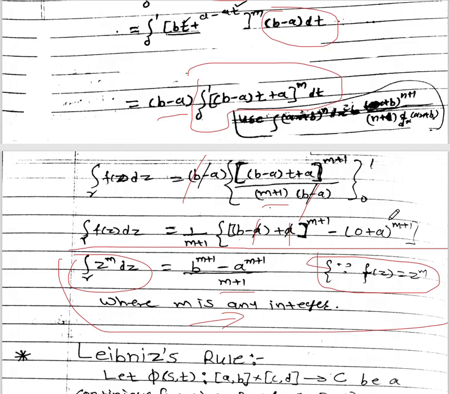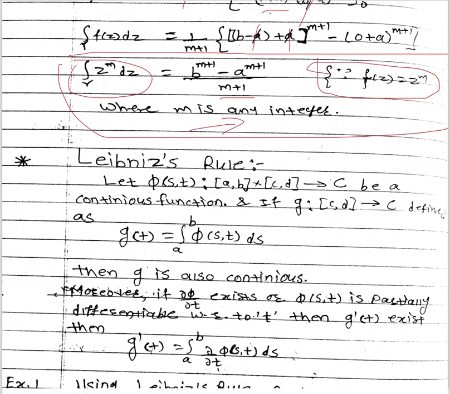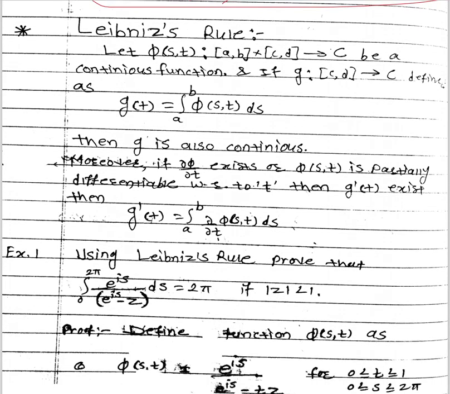Okay. So now we will see the next rule, that is the Leibniz rule. So we will use this rule to solve the next problem. So what is the Leibniz rule? Let us suppose that phi(s,t) defined on [a,b] cross [c,d] to C is a continuous function, and another function g from [c,d] to C is defined as g(t) equals the integral from a to b of phi(s,t) ds.